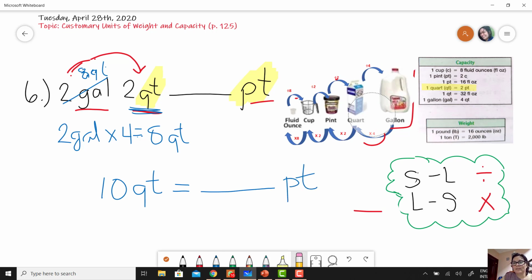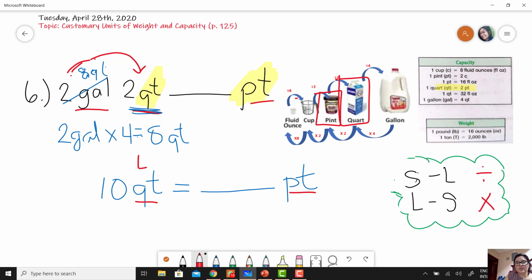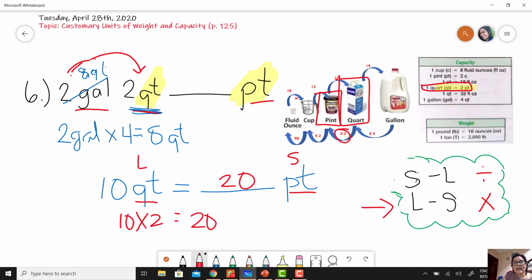Why? Because by here we have the quarts and by here we have the pints. We are changing from quarts to pints, from large to small. So that means that we have to multiply times 2 because 1 quart has 2 pints. So 10 times 2 equals 20. That means that in 10 quarts we have 20 pints, or in 2 gallons and 2 quarts we have 20 pints. Okay? And that was all for today.